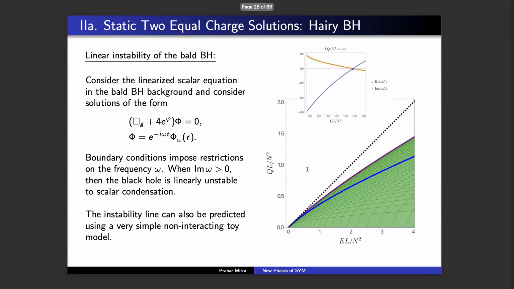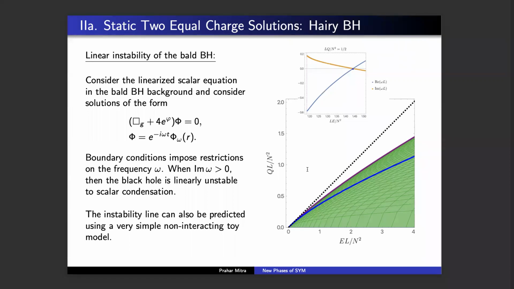We can ask this question at a linear level. We can simply solve for the linear charged scalar solution and look for time-dependent solutions of this type. And whenever the imaginary part of omega becomes positive, that means you have an exponentially growing solution, which means that you expect to have a superradiant instability. You can actually show that the black hole becomes unstable along this blue line. Everywhere on top of this blue line, the black holes are unstable to charged scalar condensation. And therefore, the expectation should be that if I construct these hairy solutions, they exist precisely above this line.